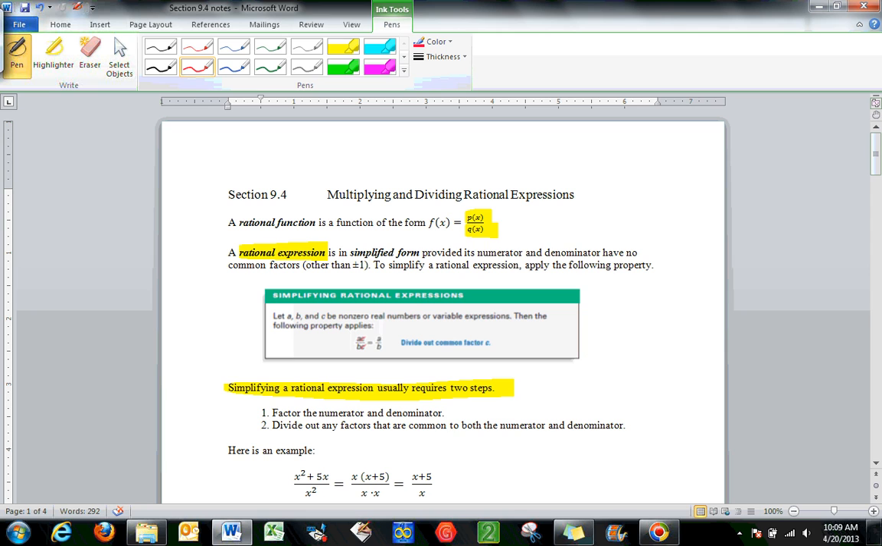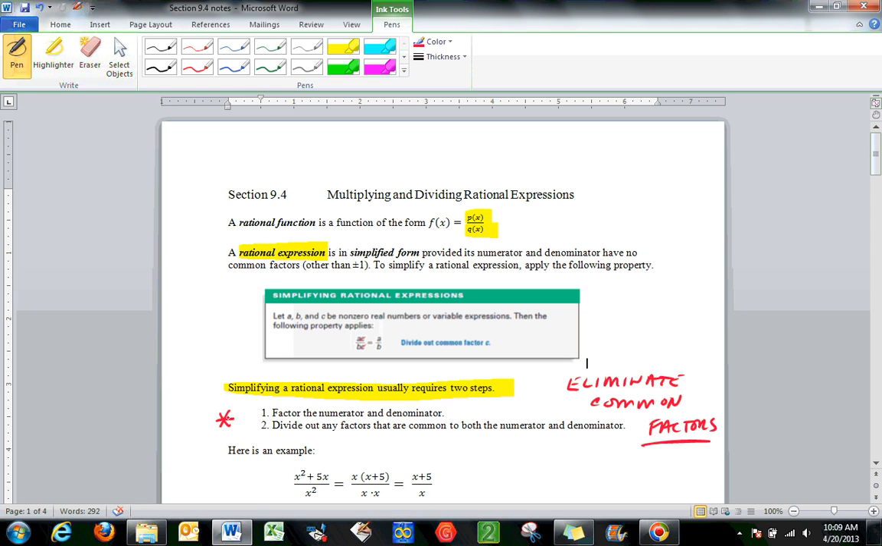The whole objective with a rational expression is to eliminate common factors. Let me use correct terminology here. So we want to eliminate common factors. So if we are to factor both the top and the bottom, and there's anything in common, we want to cancel those out. And so you can see that that's the premise of these two steps to simplifying a rational expression.